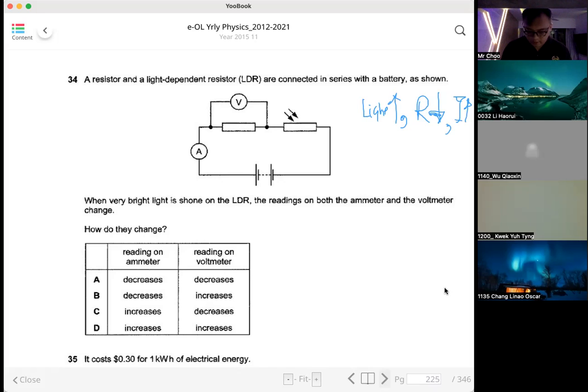Okay, so when a bright light shines, resistance goes down, current goes up. Is that clear? Current will definitely go up. So the answer will be increase. And because the resistance of this goes down, this remains the same, the percentage of these resistors over the whole thing will also increase. So this V will go up as well. Clear so far? So the answer for this will be D. Okay, so for question 34, the answer is D.